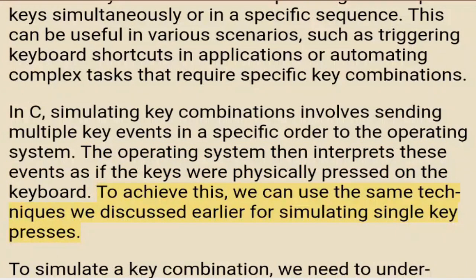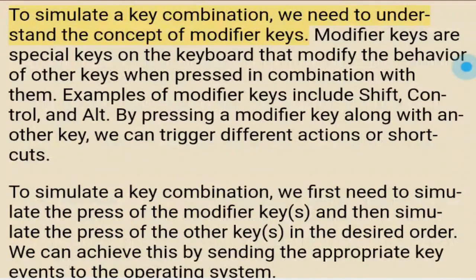To achieve this, we can use the same techniques we discussed earlier for simulating single key presses. To simulate a key combination, we need to understand the concept of modifier keys. Modifier keys are special keys on the keyboard that modify the behavior of other keys when pressed in combination with them. Examples of modifier keys include Shift, Control, and Alt. By pressing a modifier key along with another key, we can trigger different actions or shortcuts. To simulate a key combination, we first need to simulate the press of the modifier keys and then simulate the press of the other keys in the desired order.